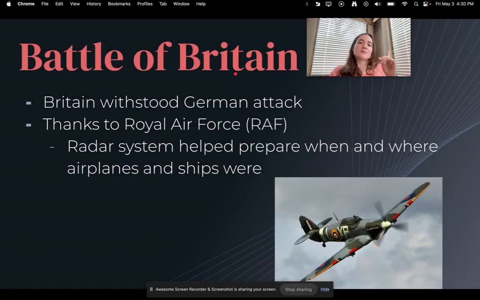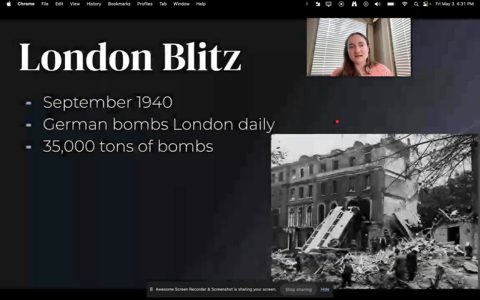But for Britain, they kind of have an ace up their sleeve. Britain withstood the German attack, especially the air attacks. And that is thanks to the Royal Air Force. The Royal Air Force is the Air Force of Great Britain. And they had this really cool new technology called radar. The radar system helped them know when and where airplanes and ships were. So Britain could fight back against the Germans and knew exactly where they were at all times.